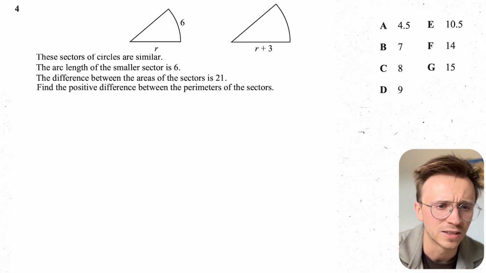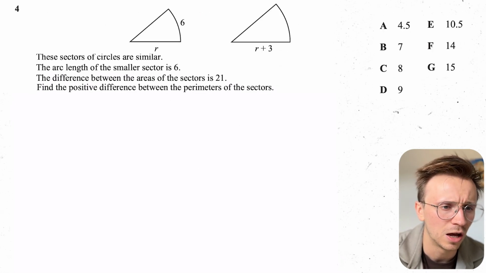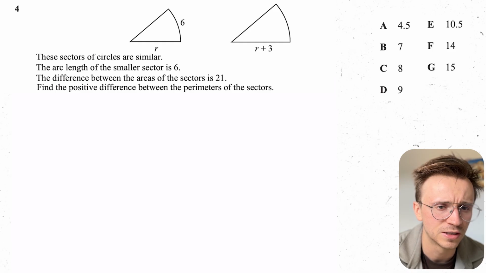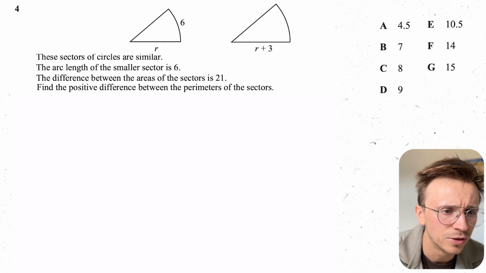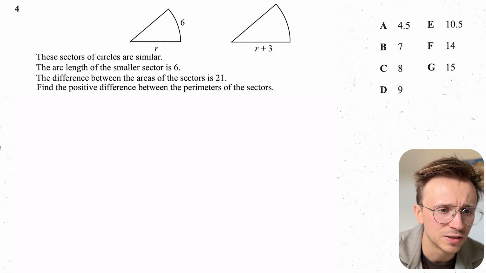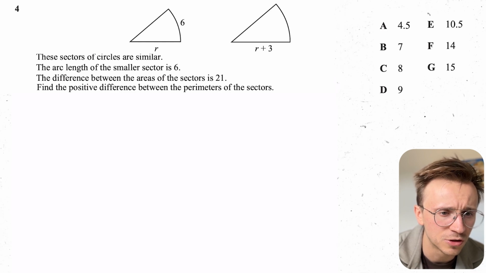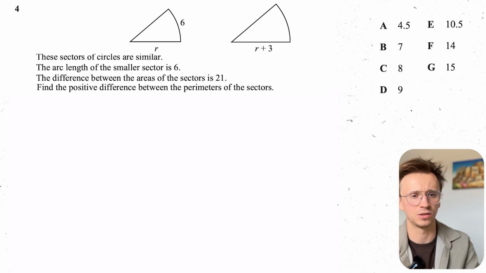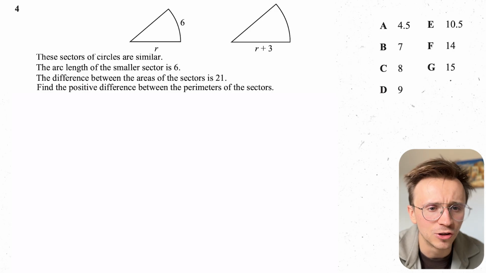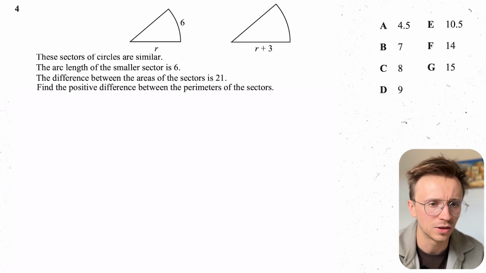These sectors of circles are similar. The arc length of the smaller sector is 6. The difference between the areas of the sectors is 21. Find the positive difference between the perimeters of the sectors. Okay, so I just need to work out what that arc length is.